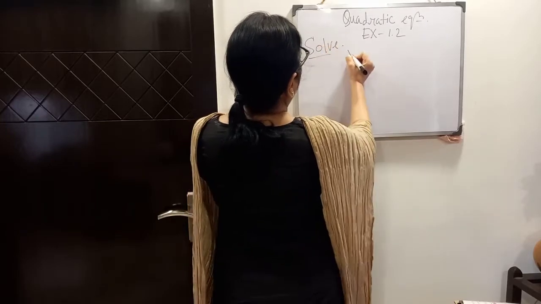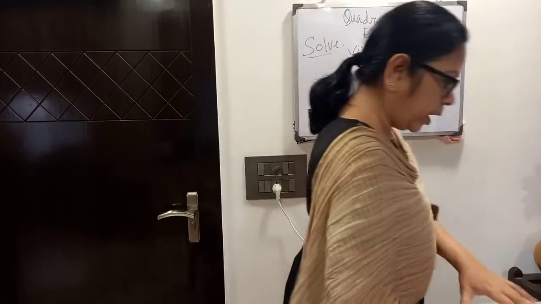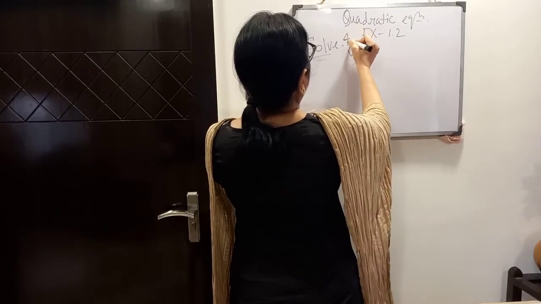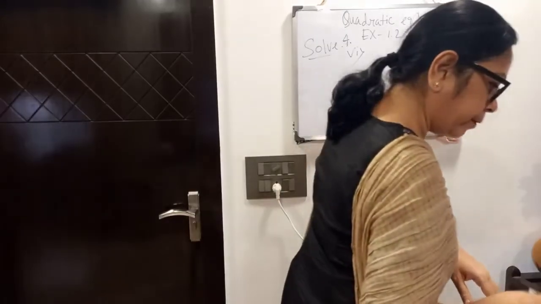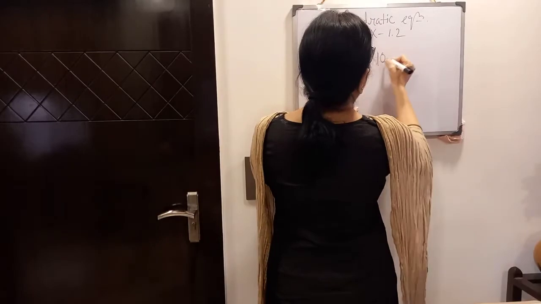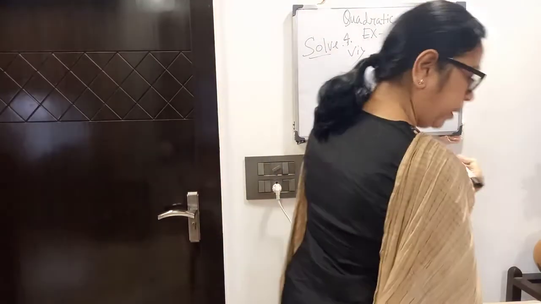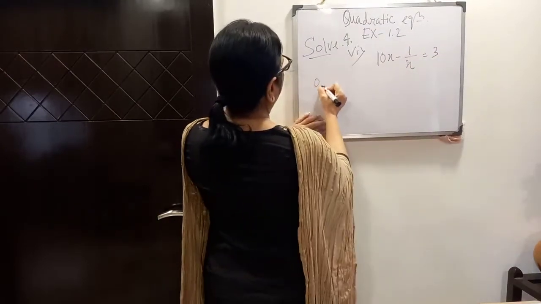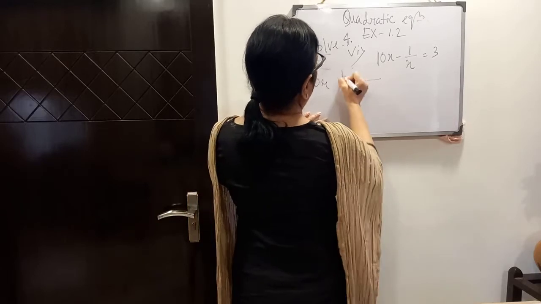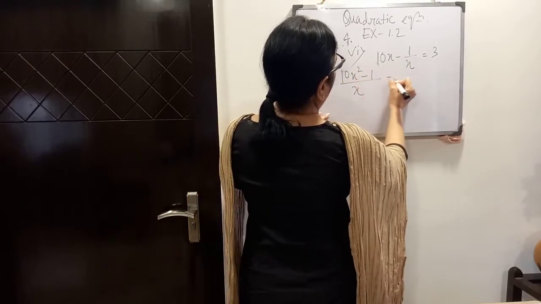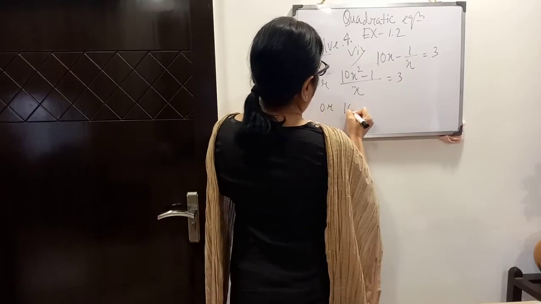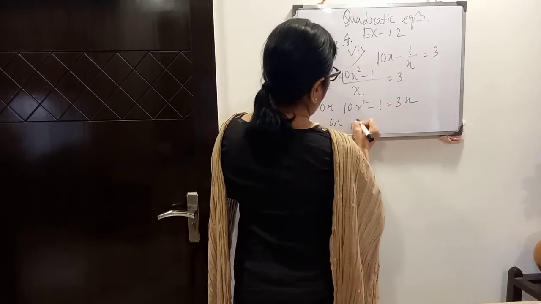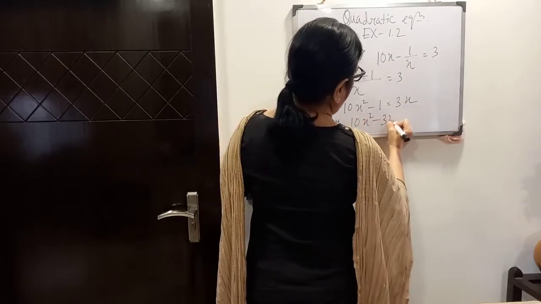Solve sum number 6. Though it is looking very simple, you have to learn it. It may come in the MCQ part or SAQ part. Okay. So it is given 10x minus 1 by x equals to 3. So what will you do? You know that we have to take the LCM, that is 10x square minus 1 equals to 3. Then cross multiply. Then take all the terms to the left hand side.